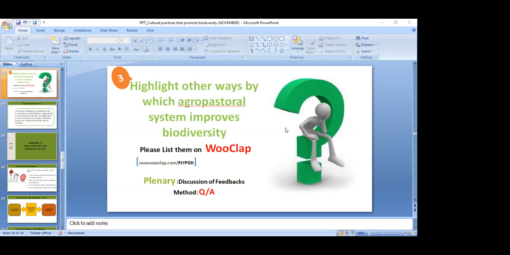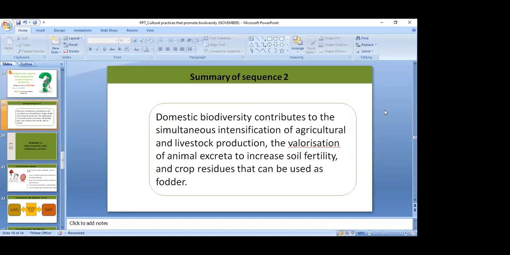Ibrahim says that it helps soil structure and texture and also weed control. Oh, that's fantastic. So it means we are on the same page. We all believe in the agro-pastoral system, and we all admit that it has many ways of improving biodiversity. So I'm going to summarize now, and we'll come to the end of today's session of training.